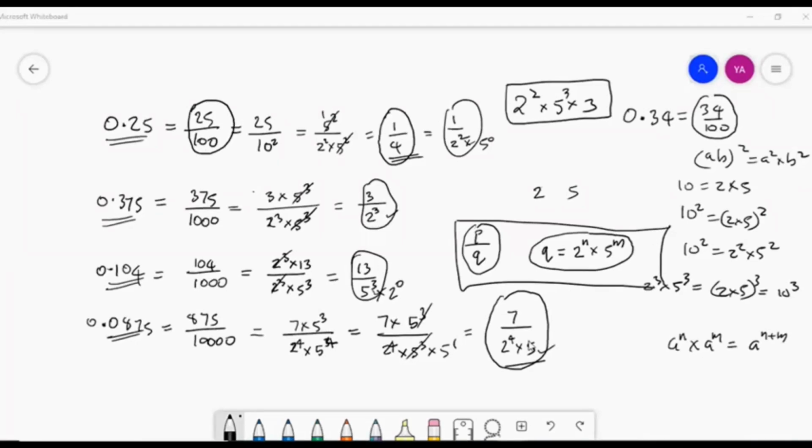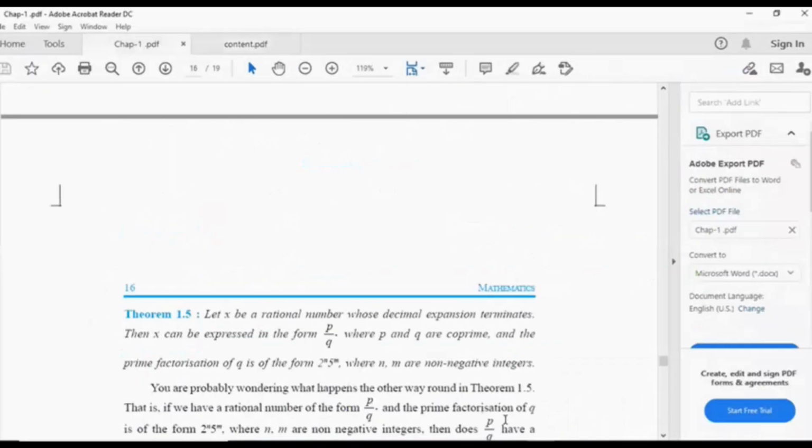For generalization, I put 5 raised to 0. It need not be there, only for generalization I put 5 raised to 0. So simply 2 square is also in the form product of powers of 2 and powers of 5, where the exponent of 5 is 0. So let's discuss some more examples.